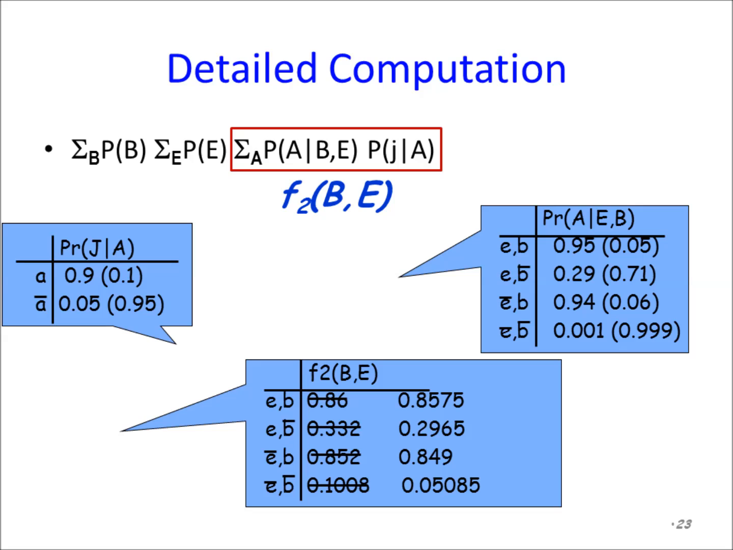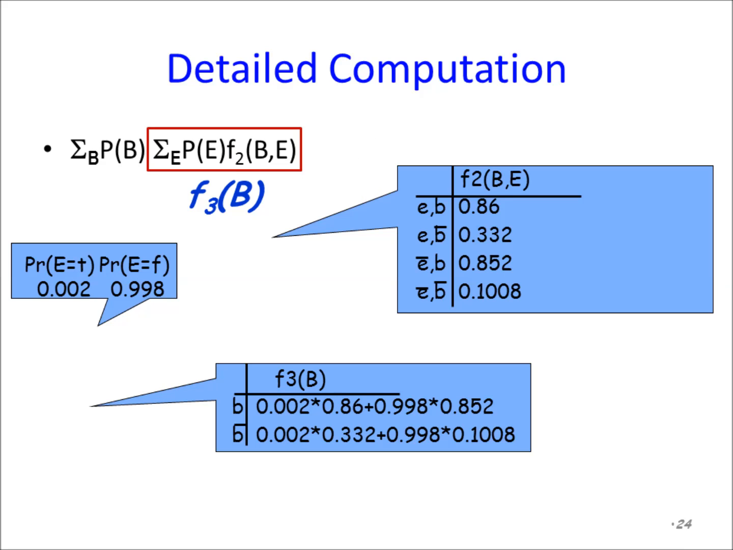But let's keep going. So now this is my F2. This is a function of E and B, and it has a value for each E and B. Now let's go forward. So now I substitute this by F2 of B, E, and now I have to sum out E. This will be a function of B. So for B true, what am I going to multiply? So we are at B true, and so let's start with E true.